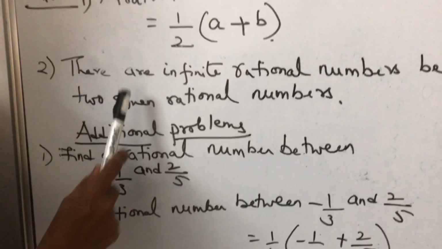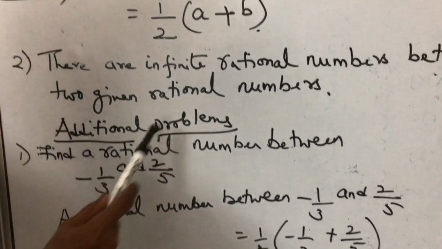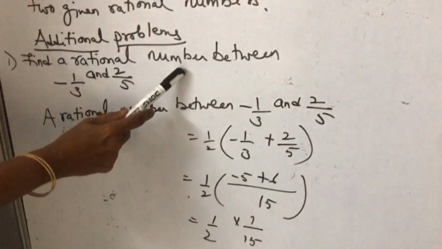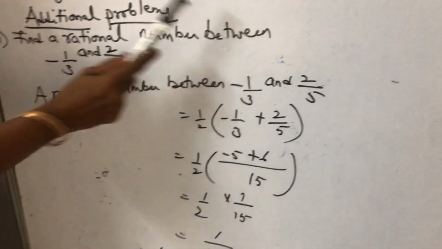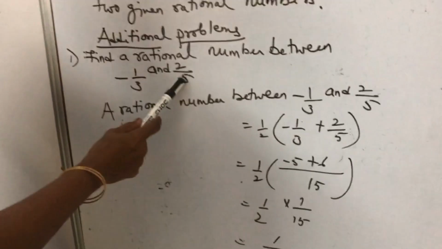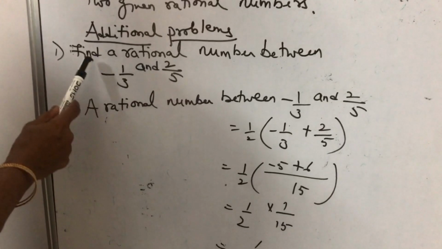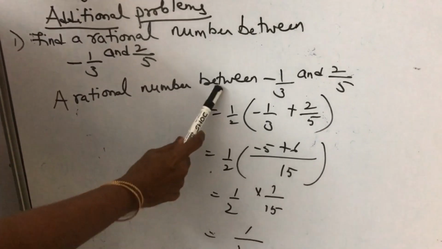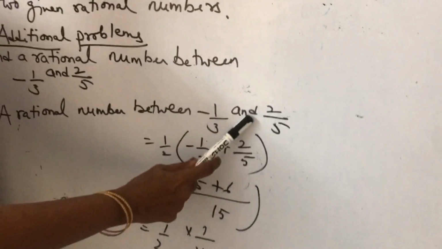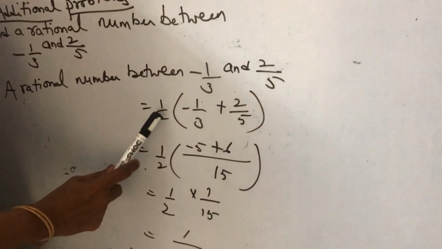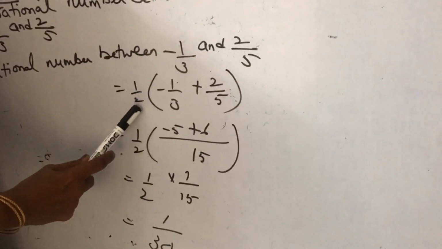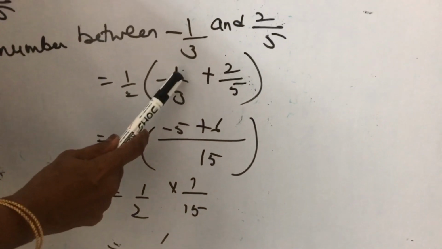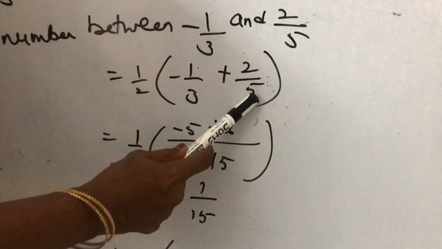Yes. So we are doing one additional sum that is not there in the textbook, children. Find a rational number between minus 1 by 3 and 2 by 5. The word a means what? 1. A rational number between minus 1 by 3 and 2 by 5 is equal to half into sum. What are your rationals? Minus 1 by 3 plus 2 by 5.